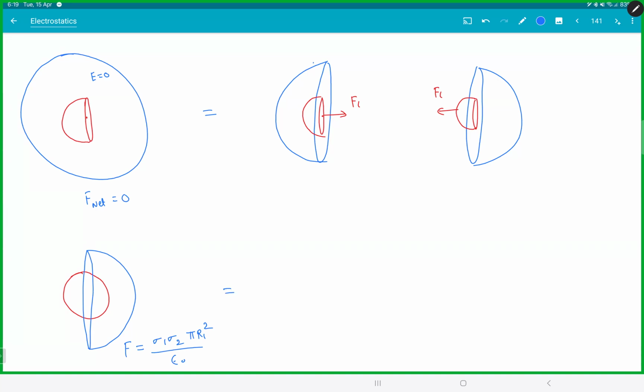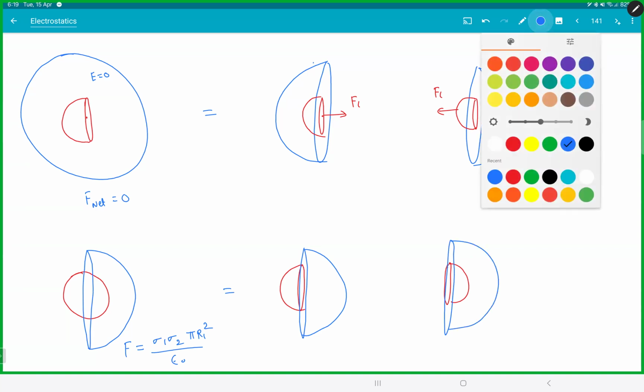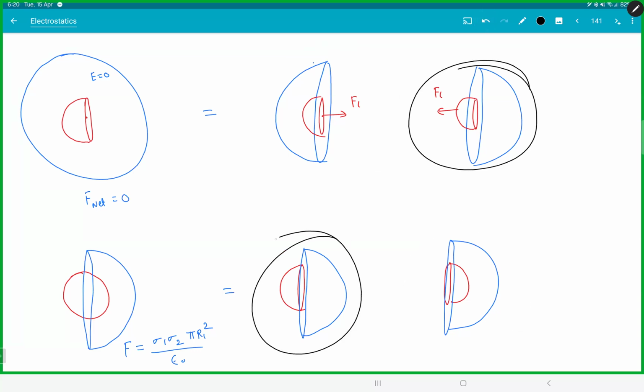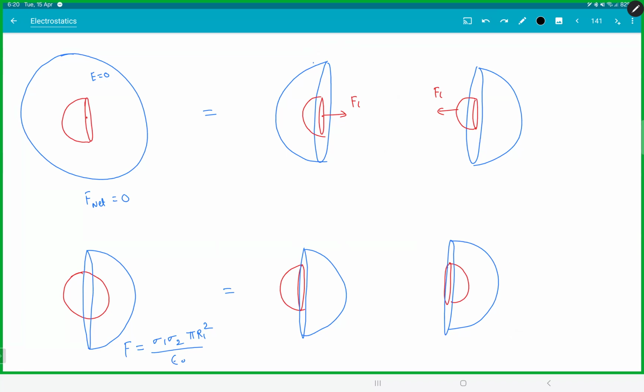This also can be split into 2 parts. I will take this small sphere half. Then you're trying to find the force on this guy, and then you're trying to find the force on this guy. Now, did you notice something here? This and this are same, isn't it? Yes.